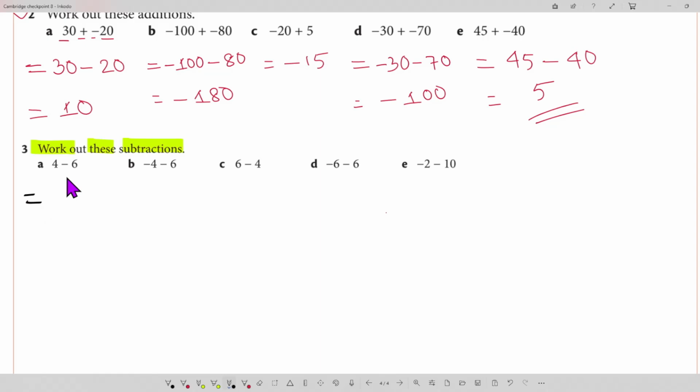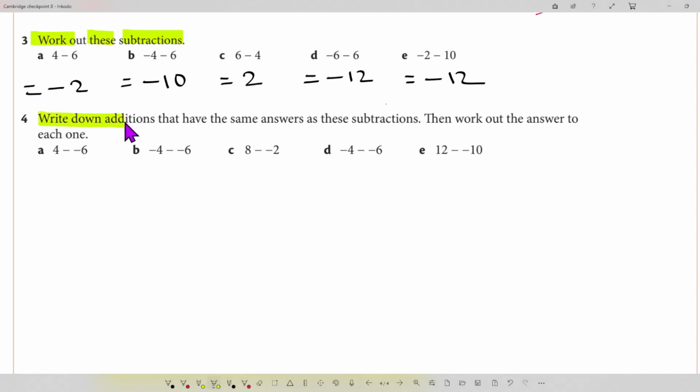A. 4 minus 6 is a simple minus 2. Minus 4 minus 6 will be minus 10. 6 minus 4 is a very simple 2. Minus 6 minus 6 will be minus 12, and finally minus 2 minus 10, again minus 12. So we are going to more harder step by step, right? So number 3 done.